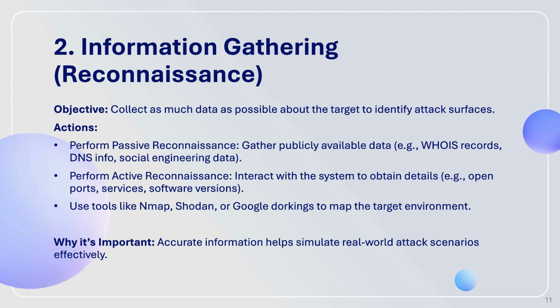Then why is this step important? Accurate and thorough reconnaissance is crucial because it lays the groundwork for the next phases of the VAPT. If you miss key details here, your testing might overlook critical vulnerabilities. For example, imagine you are testing a web application. Passive reconnaissance might reveal that the application is running an outdated version of a framework, while active reconnaissance might confirm that this version is vulnerable to a known exploit. This phase is like creating a blueprint of the target, giving you a detailed map of where to focus your testing efforts.